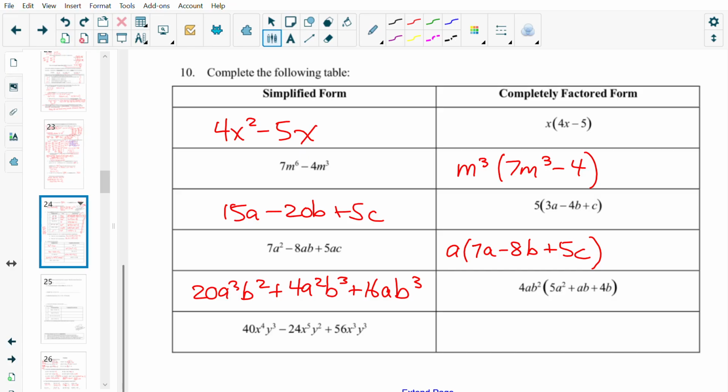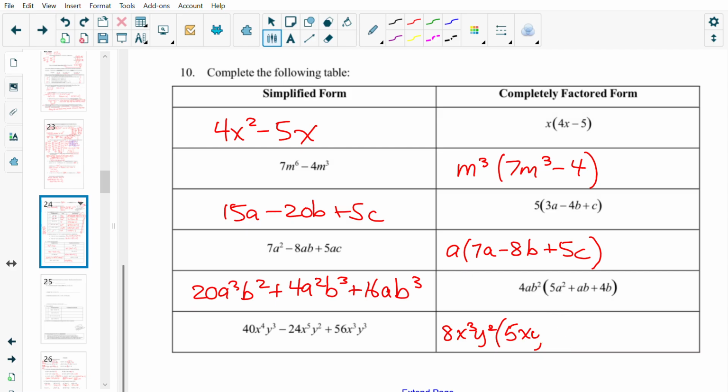Last one here, 40x to the fourth y cubed minus 24x to the fifth y squared plus 56x cubed y cubed. First the numbers, 40, 24, and 56. I got 8 as my greatest common factor of the numbers. And then the x's, x cubed is the lowest, and then the y's, y squared is the lowest. So let's do this. 40 divided by 8 is 5. X to the fourth divided by x to the third, x.